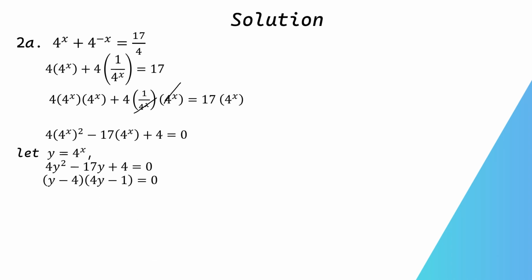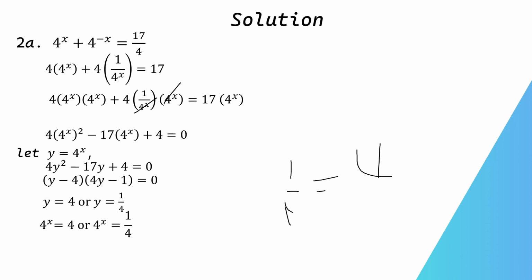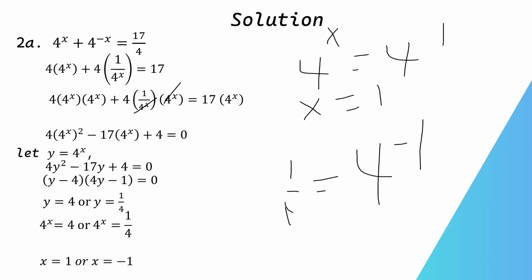Then when we factorize, we get y minus 4 times 4y minus 1 equals 0. So you get y equals 4 or y equals 1 over 4. That is, 4 to the exponent x equals 4 or 4 to the exponent x equals 1 over 4. And we know 1 over 4 is equal to 4 to the exponent negative 1, and 4 equals 4 to the exponent 1. When we have the same base, the powers are also the same. So x equals 1 or x equals negative 1. We are done. These are the roots of this equation.